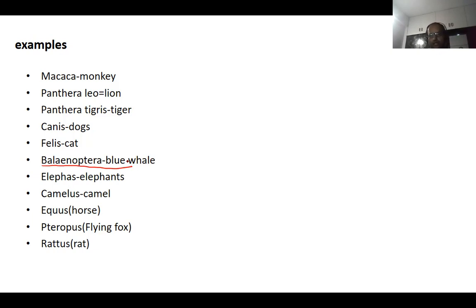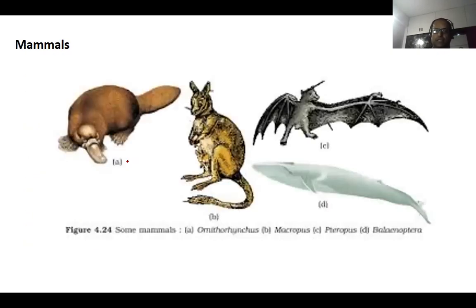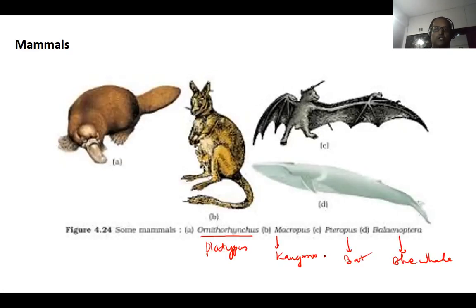Clear? Now that's about the mammals. You can see the mammals in the pictures as per the NCERT book. Here it is written Ornithorhynchus, which is talking about the platypus. Macropus means kangaroo. Pteropus means bat. Balaenoptera means blue whale. Now all these things we need to understand in the chapter called mammals. Okay, fine, students, clear.